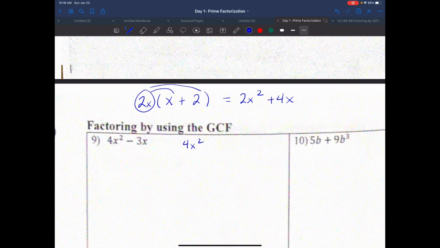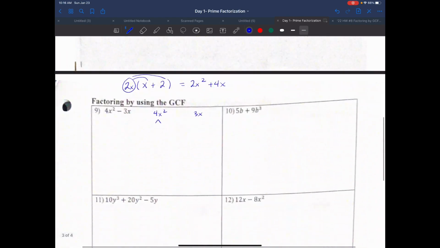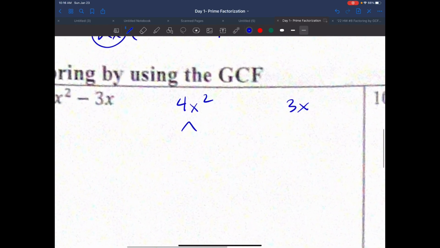I'm going to write this out: 4x squared and negative 3x. Actually, let's not put the negative 3x, just put 3x there. And I'm going to do the same thing as before and see what they have in common. What's the largest common factor, the greatest common factor that we have? Okay, so I look at the number 4, and that's going to be 2 and 2, and then x squared is x and x, and then 3x is just 3 and x, right? So here are my prime factors.